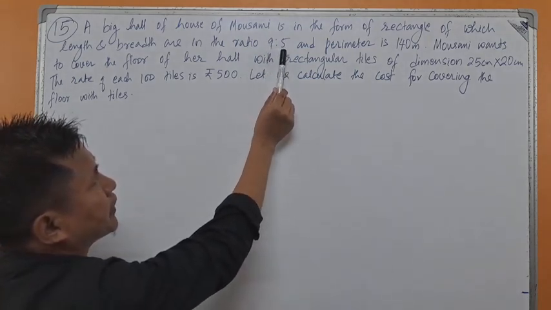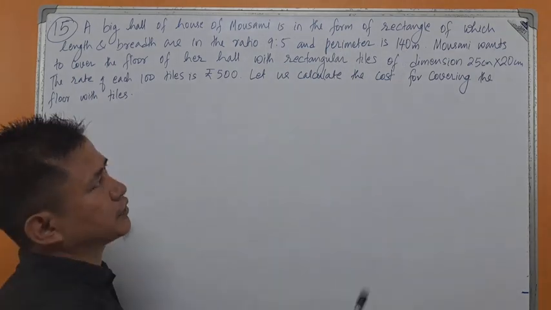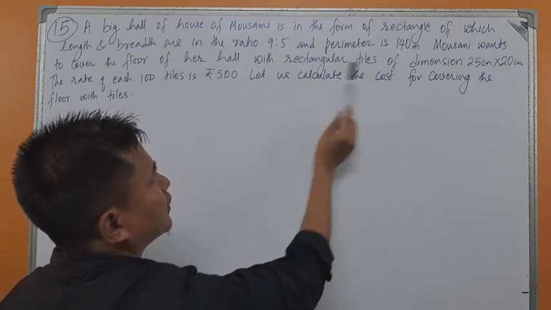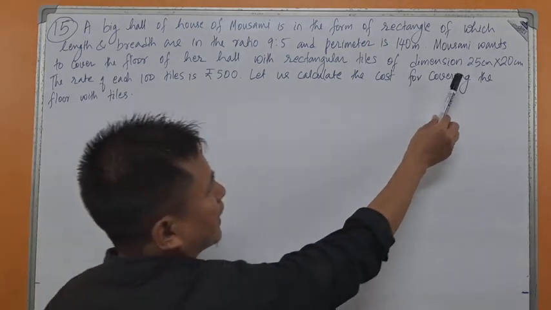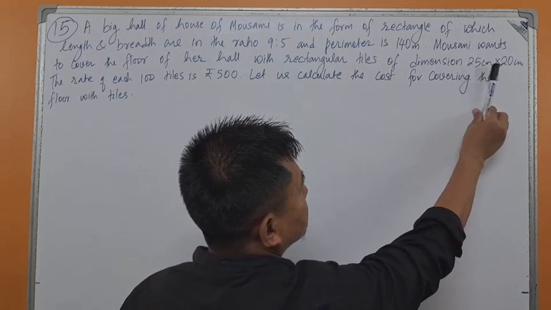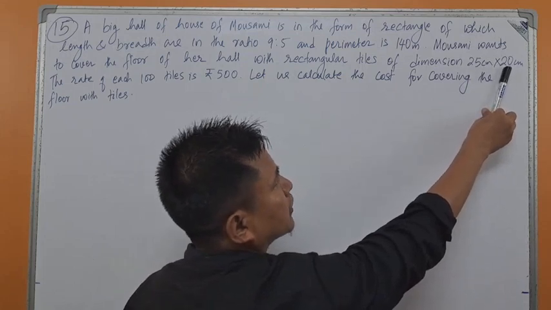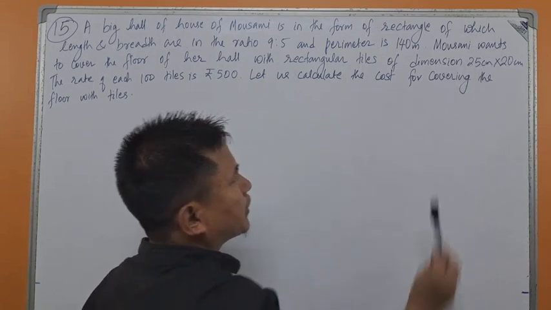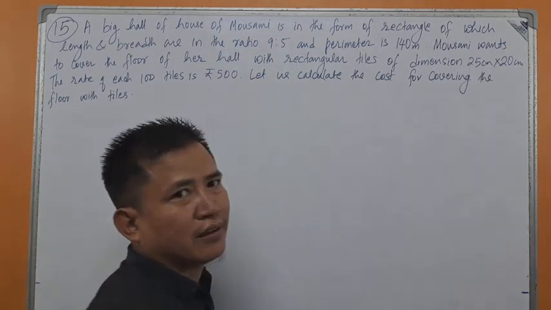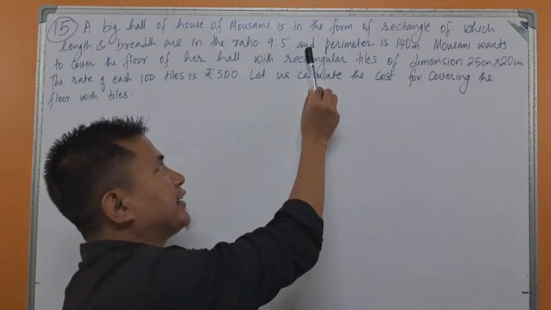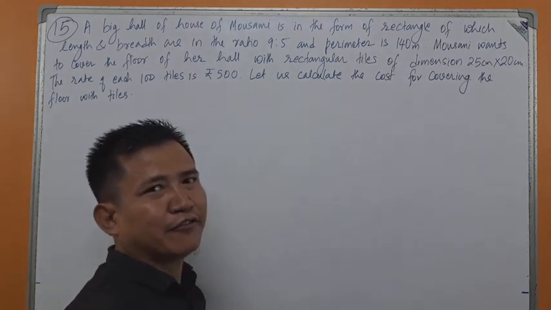The ratio of length and breadth of the floor is given to us 9:5 and the perimeter of the floor is rectangular shaped, okay? Perimeter of the floor is 140 meter. Using this information, we can find the area of the floor, okay? After that, dimension of each tile is given to us. 25 centimeter times 20 centimeter means length of each tile is 25 centimeter and breadth of each tile is 20 centimeter. So if we multiply length and breadth, we get the area of each tile. We have the area of the floor, we have the area of each tile. Now if we divide area of the floor with area of each tile, we get the number of tiles required to cover the floor, isn't it?